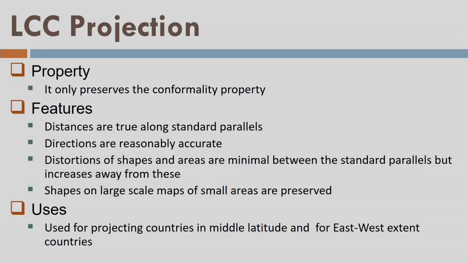If I limit that maximum distortion to some limit, then I can easily utilize these two standard parallels, or the area between them, for this map projection, and that is somehow an advantage of this. We'll see why. Now what happens above standard parallel 1 and below standard parallel 2? Here distortions keep on increasing, and here distortions keep on increasing, and I cannot limit them in any way, and as a result it gives me some advantage for middle latitude countries. We'll see why. The shapes on large scale maps of small areas are preserved.